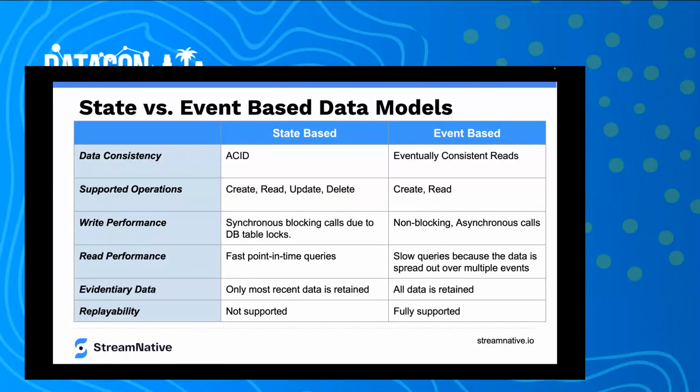The write performance is obviously much better on the event-based side. It's non-blocking, with asynchronous calls. You don't have any sort of single lock on the table, with multiple people trying to update and read the same piece of information from the same table. That eventually forms a bottleneck. If you're trying to build high-scale, internet-scale systems and you put a database in the middle, it's going to cause it to crash and not work.